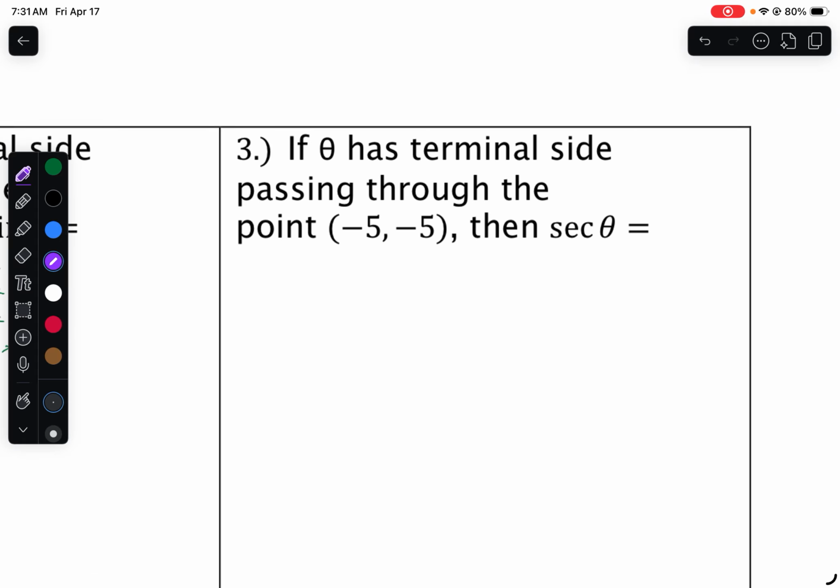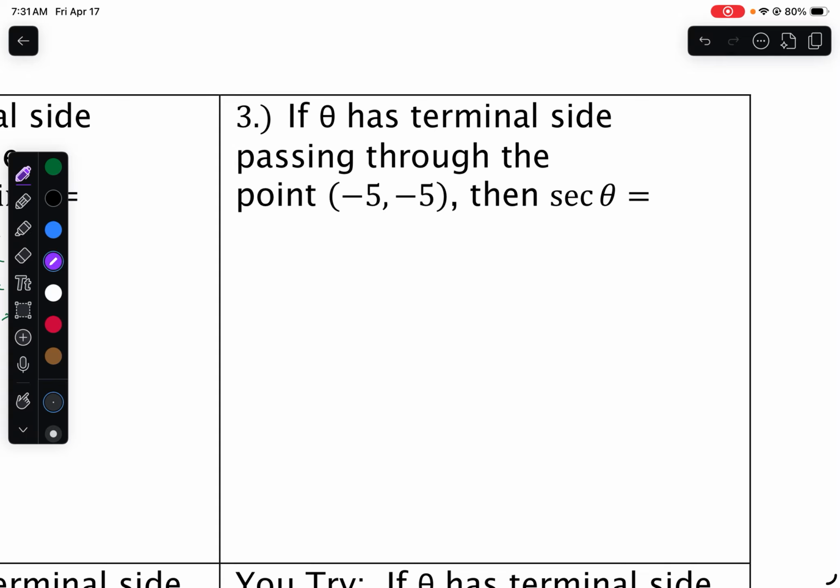All right. Let's see. So here we've got, if theta has a terminal side on 5, -5. So we have to go plot that point. Or sorry, -5, -5. So I'm going to go -5 in this direction and then -5 in this direction. I can draw my hypotenuse. I have to make my right angle with the x-axis, and I can write in theta.